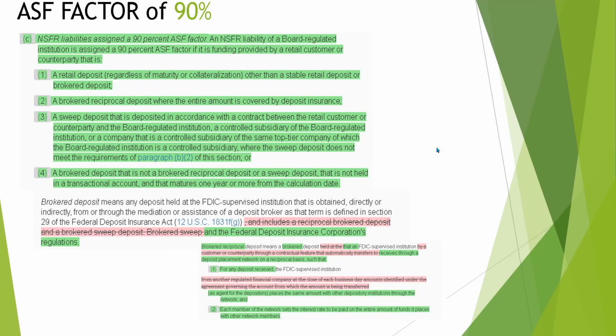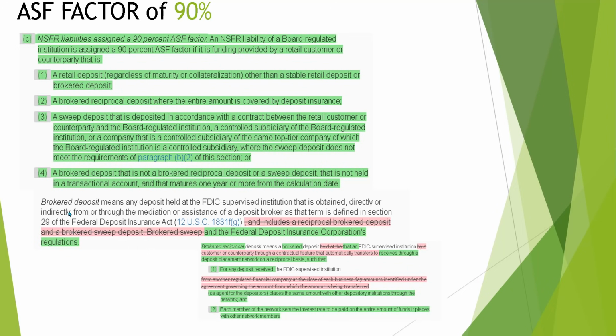ASF factor of 90% would be a retail deposit regardless of maturity or collateralization, or a brokered reciprocal deposit, which actually was just defined. Brokered reciprocal deposit means a brokered deposit that an FDIC supervised institution receives through a deposit placement network on a reciprocal basis, such that for any deposit received, this was newly added, the FDIC supervised institution as agent for the depositors places the same amount with other depository institutions through the network, and each member of the network sets the interest rate to be paid on the entire amount of funds it places with other network members. So crazy stuff right there.